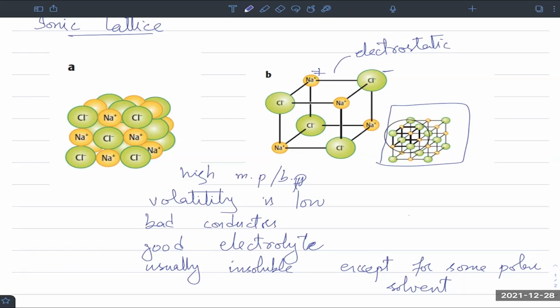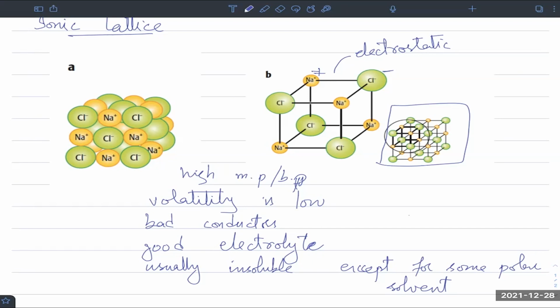And about the sharp edges, why that is. So we know all of this from O levels. We know they have high melting point, volatility is low, bad conductors, good electrolytes. Usually insoluble. All of that is from O levels. That force of attraction is strong, so you need high energy to do any of these. But they're also hard. And why is it that they break so easily if they're that hard?